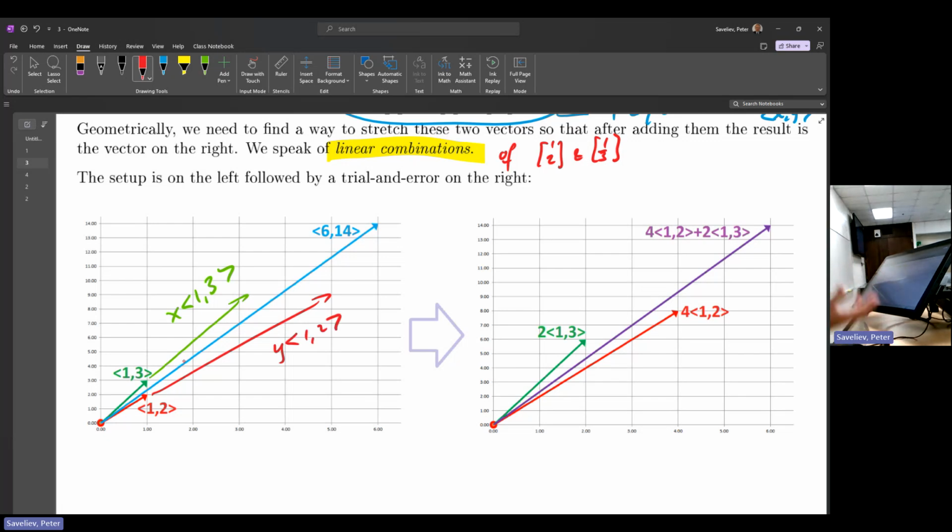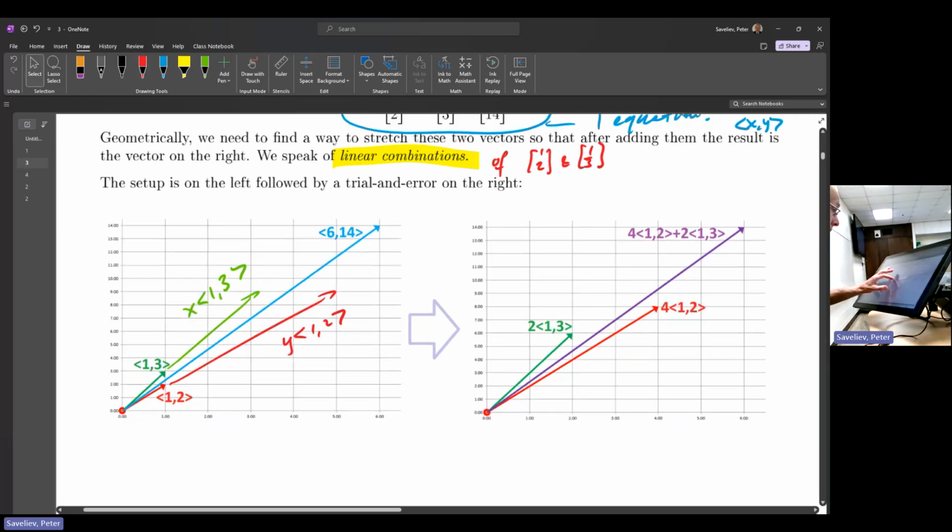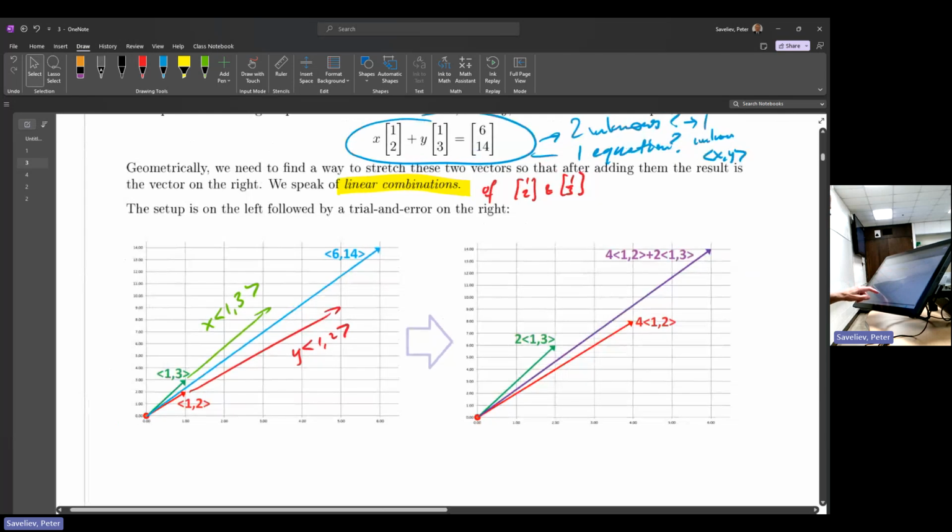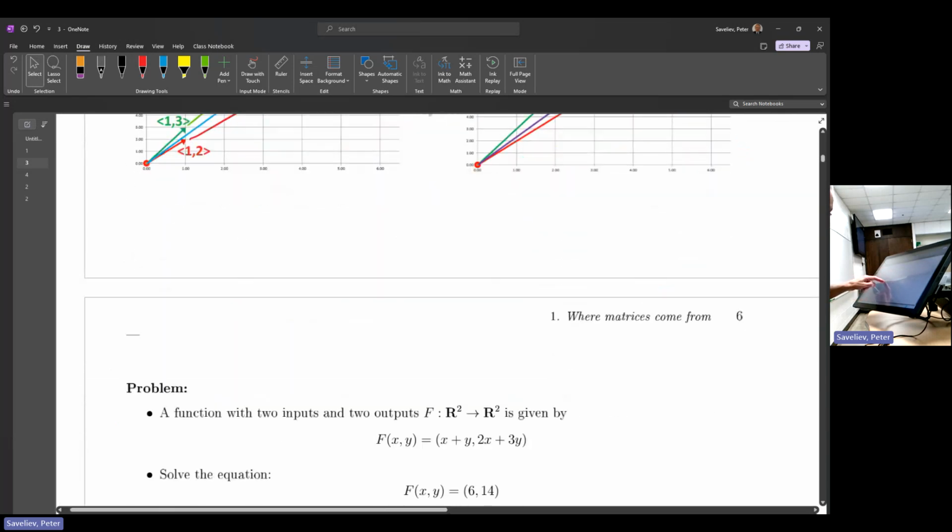By varying x and y, I'll get a variety of vectors that will cover the whole plane, or at least the first quadrant. And out of those we have to find the exact combination of x and y that would produce 614. That's the challenge. So how do we figure it out? And the answer is coming up shortly.